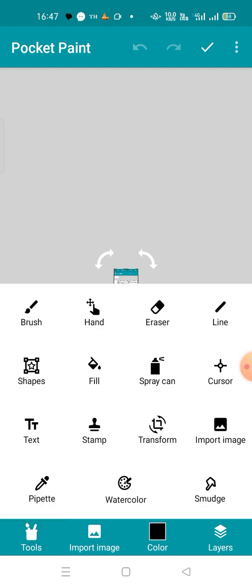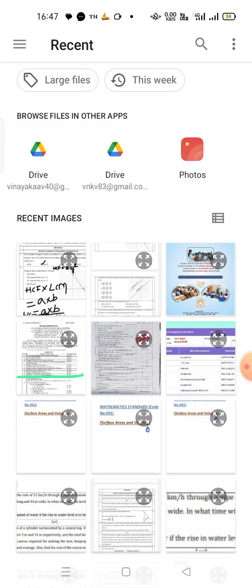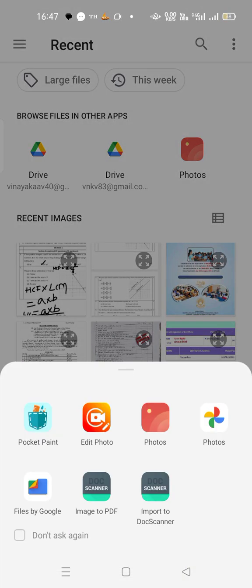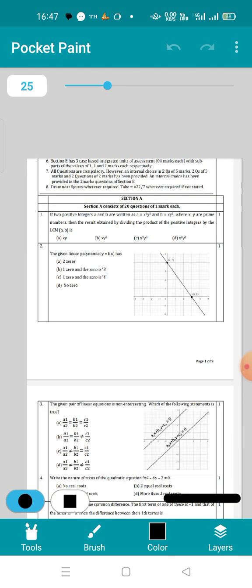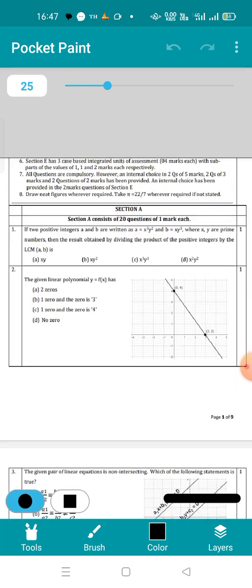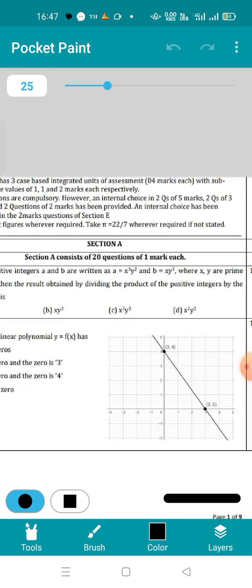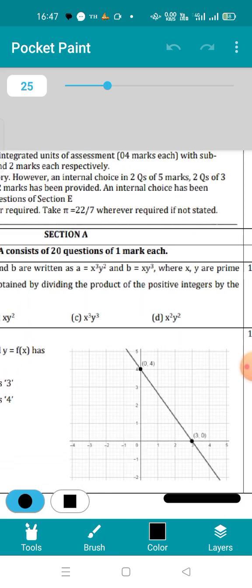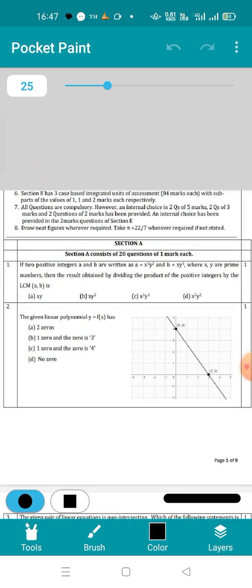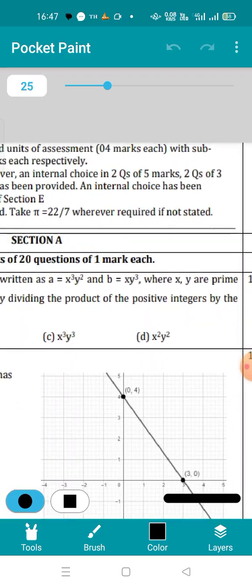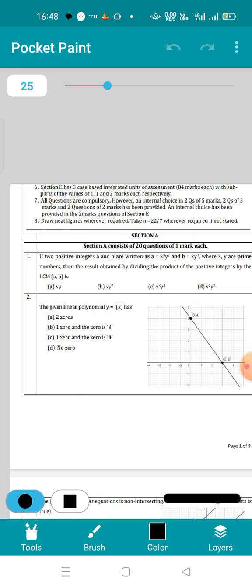So let's import the image and let's see what the question is. So we'll see the first question. You can see there, if two positive integers a and b are written as a is equal to x cube y square and b is equal to x y cube, where x and y are prime numbers, then the result obtained by dividing the product of positive integers by the LCM of a and b is.